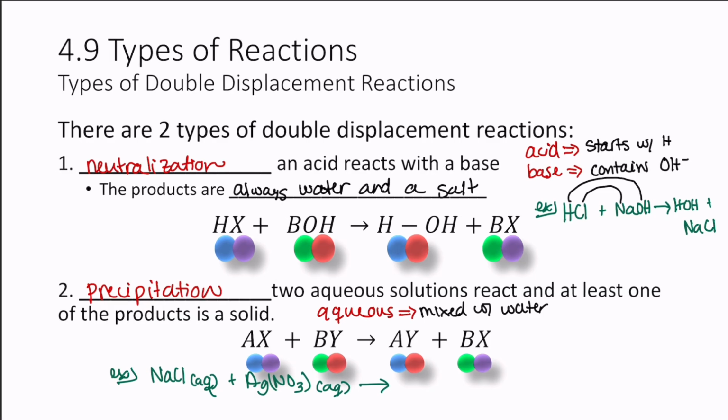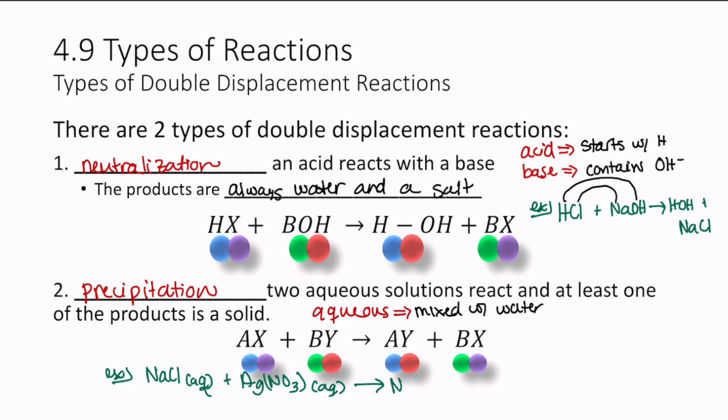So my sodium will go with nitrate. Sodium is a +1, nitrate is -1. So when I put them together to form this new compound, I just need it as NaNO3 because it's charge neutral as I write it. Sodium nitrate is going to be aqueous.